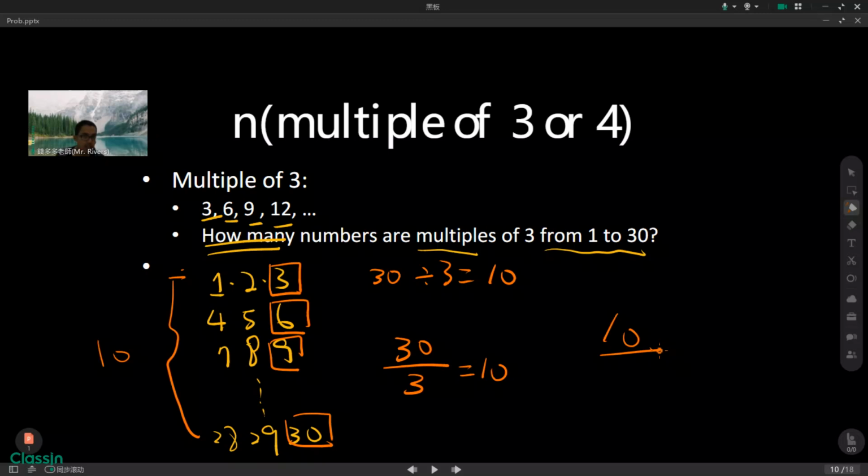It's 10. So next time, if I ask you how many numbers are multiples of 3 from 1 to 300, how can you do it? Yeah, that's right. For 300, we just do it again. 300 divided by 3 means there are 100 groups, and so there are 100 distinct numbers that are multiples of 3. Okay, just an additional question. Let's move to the next question.